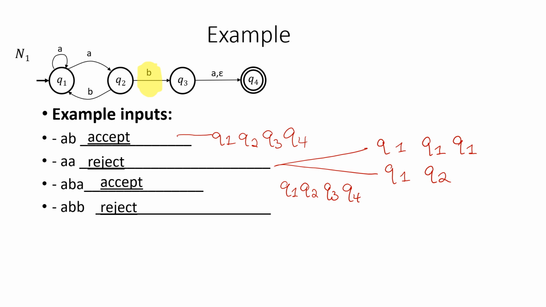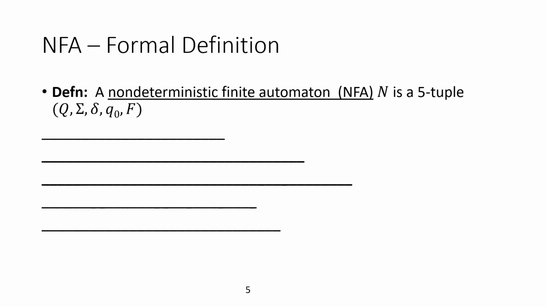Now with that in mind, let's look at the formal definition. A non-deterministic finite automaton, or NFA, is a 5-tuple, Q, sigma, delta, Q0, and F. And it turns out all of these are the same as the definition for DFA, except for delta. So please take a moment to fill in what each of these things mean, copying over what you have as notes from DFA.